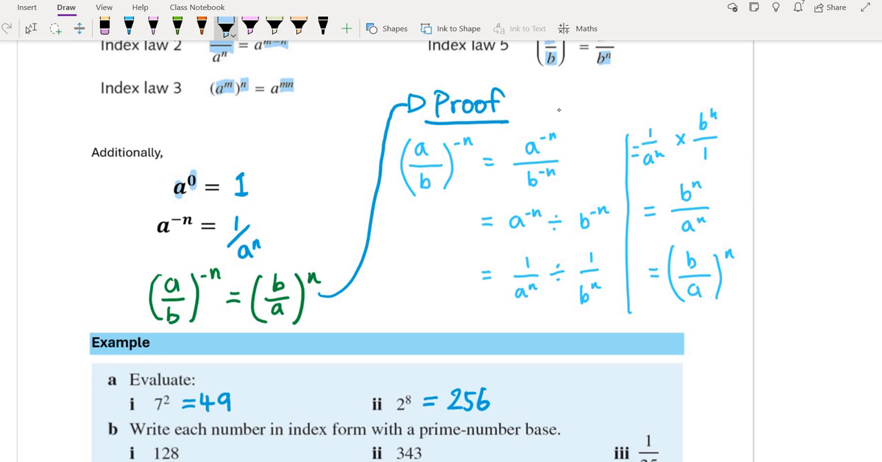And anything to a negative power is going to be 1 over that, but with a positive power. And finally, if we are raised to a negative power but there's a fraction inside, if you swap it upside down and raise it to the positive power of that, it's going to end up the same.